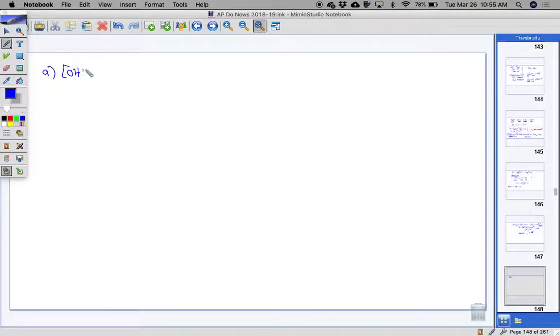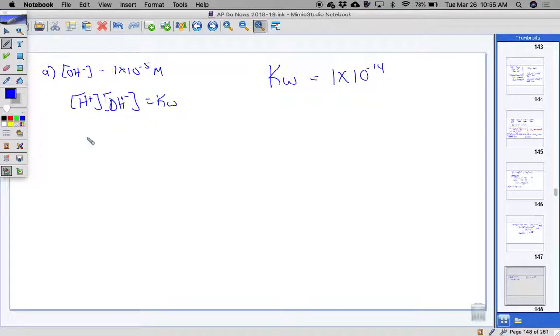They're giving us that the OH minus concentration is 1 times 10 to the minus 5th. What do we know about KW? It's 1 times 10 to the negative 14th. And if this is a solution, H plus times OH minus is going to equal KW. So if the OH minus is 1 times 10 to the negative 5th, what is x? Times 10 to the negative 9th. What's the pH?